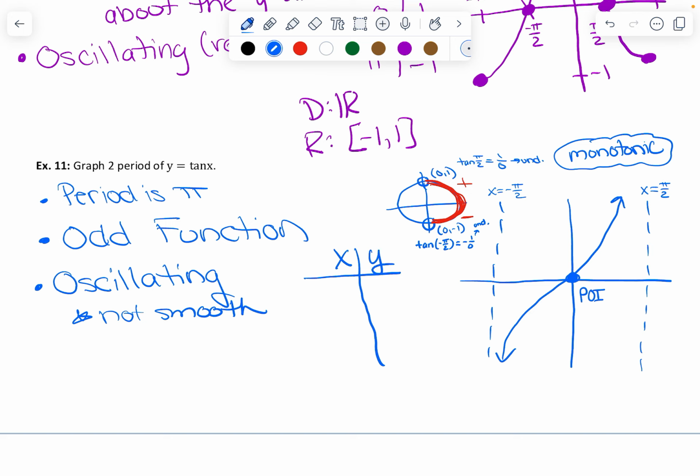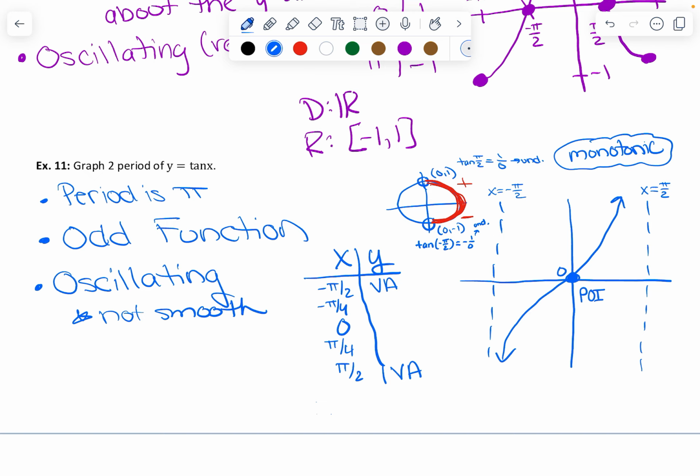Now, because the period is only pi, we are sandwiched in between negative pi over 2 and pi over 2. But we are still using 5 key points. Splitting through this is the 0, so we'll have a 0 here. And then halfway between 0 and 1/2 is 1/4. So we'll have pi over 4 and negative pi over 4. At negative pi over 2, we already established that we have 2 vertical asymptotes. Well, there's one at negative pi over 2 and another one at pi over 2.